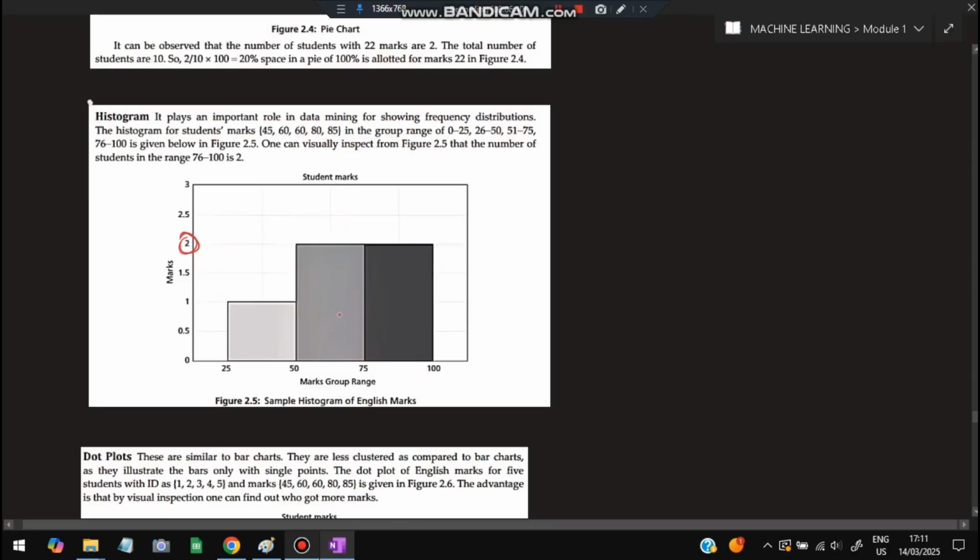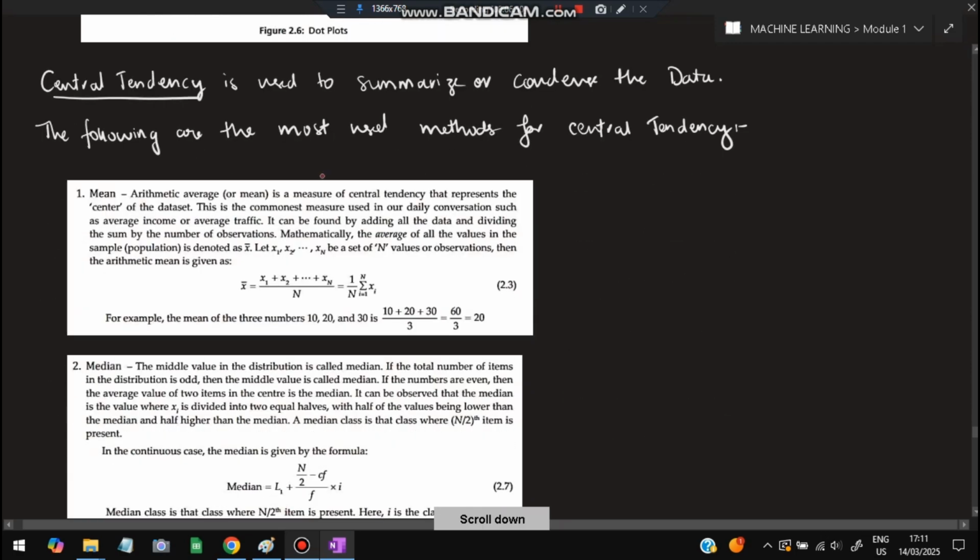Okay, so this gives us the range, how many people have scored how many marks, the range of marks. And for dot plots, instead of the bar chart, we'll be using dots or patterns, which is called dot plots. Next, the central tendency, where we'll use three things to summarize the data.